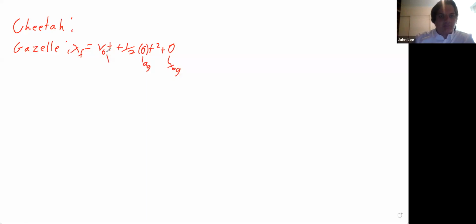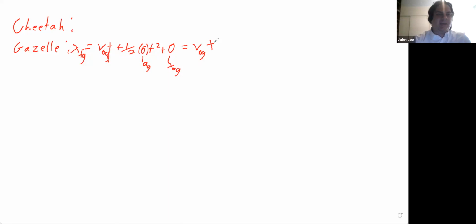Then that's going to give us the equation X final of gazelle equals V naught gazelle times T. We're going to have two equations for the motion of the gazelle and the cheetah. This is the equation of motion for our gazelle. It has no acceleration and no initial position, because both the cheetah and the gazelle start from the same initial position.